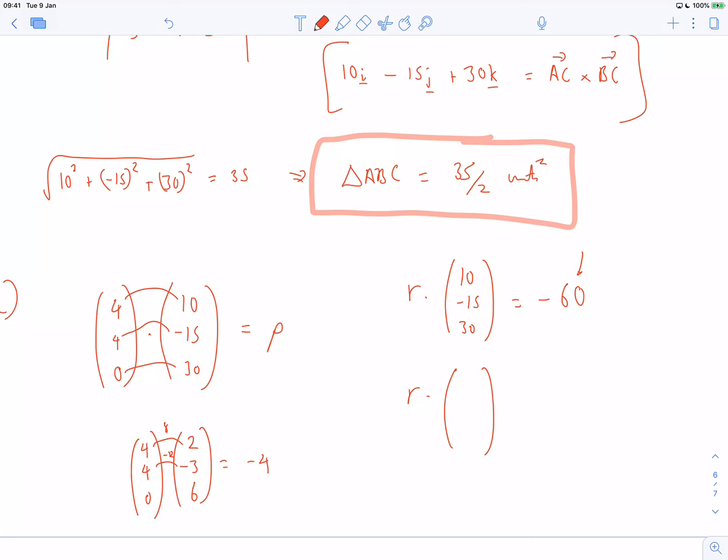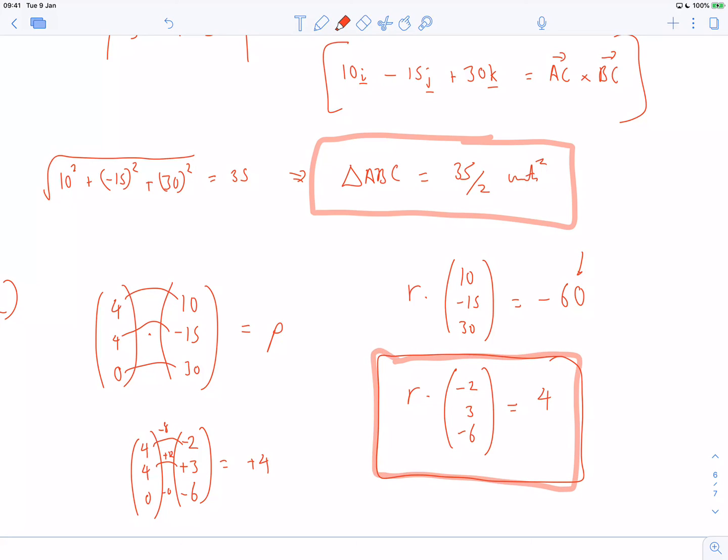Interesting. Next up, what could we have done? Well, in actual fact, if I wanted to make this a positive 4, then if I made that a minus 2, plus 3 and a minus 6, this would be a minus 8, a plus 12 and a minus 0, so that would be a positive 4. So if I now write r dot (-2, 3, -6) equals positive 4, I now have an equation of the plane that we tend to like.